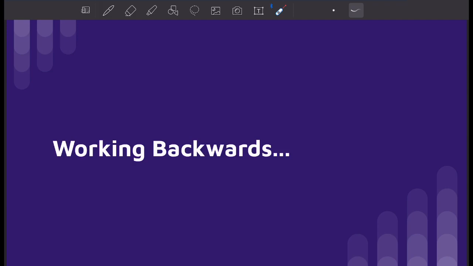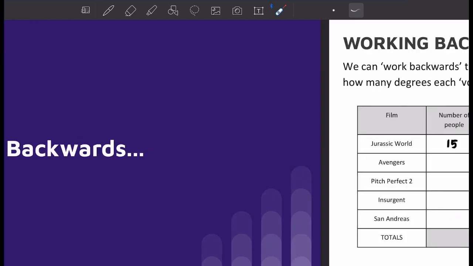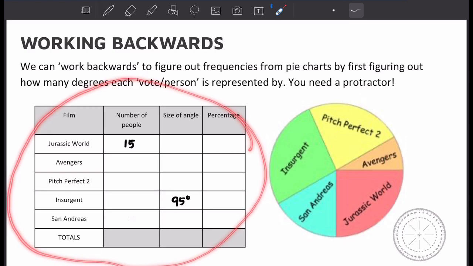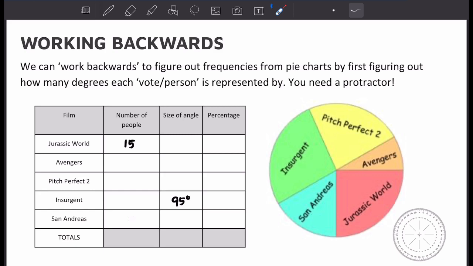In part 1, we learned how to make a pie chart from a frequency table using our virtual protractor. Now part 2 is how to work backwards. In this case, you are given the pie chart already, and now you have to work backwards to complete the table, okay? No problem, we can use our virtual protractor for that one as well.